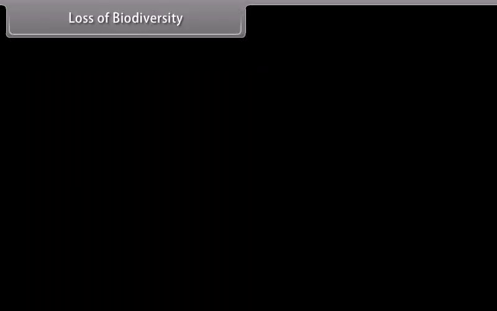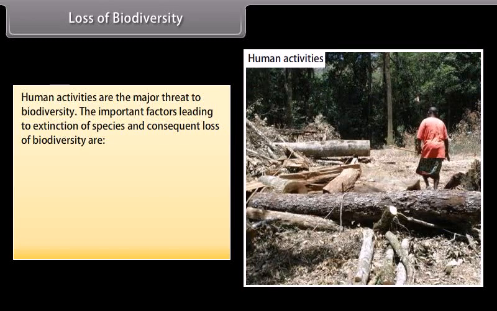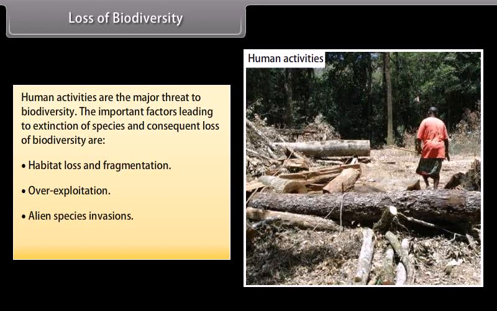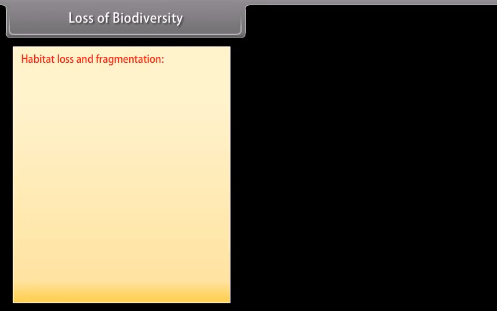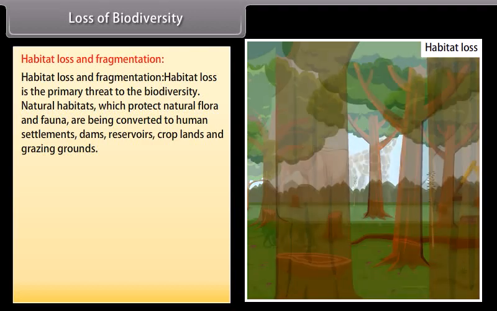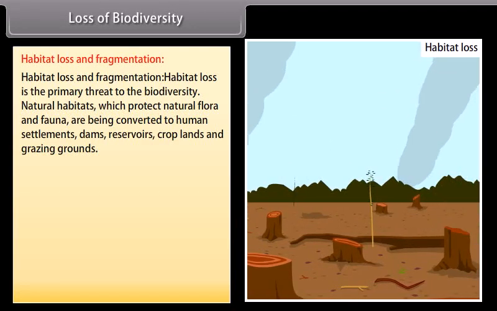Loss of biodiversity. Human activities are the major threat to biodiversity. The important factors leading to extinction of species and consequent loss of biodiversity are: habitat loss and fragmentation, over-exploitation, alien species invasions, and co-extinctions. Habitat loss and fragmentation. Habitat loss is the primary threat to the biodiversity. Natural habitats, which protect natural flora and fauna, are being converted to human settlements, dams, reservoirs, croplands, and grazing grounds.